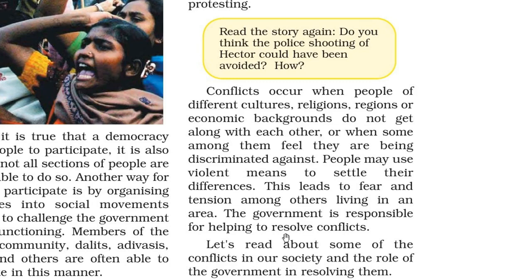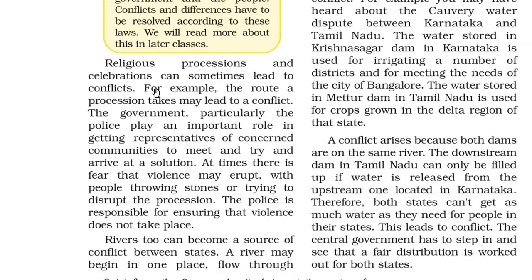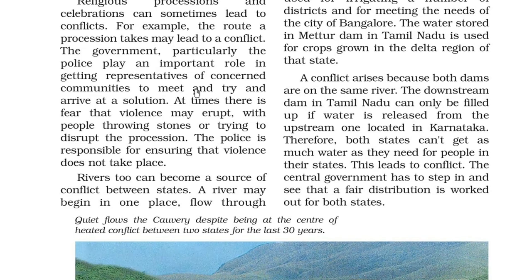Let us try to know about some of the conflicts in our society and the role the government should play in resolving these issues. Religious processions and celebrations can sometimes lead to conflict. For instance, the route of a procession may lead to a conflict. The government, particularly the police, plays an important role in getting representatives of the concerned communities to meet first and try to arrive at a solution.